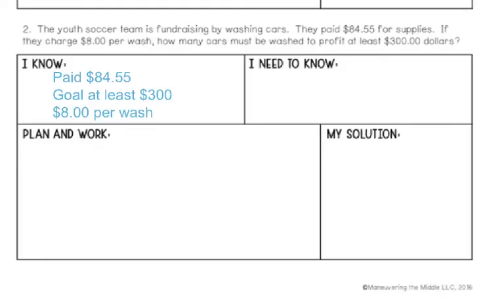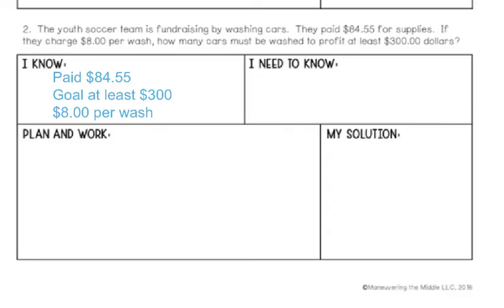Filling in the information I know, I had to pay $84.55 for my supplies no matter what. So if I wash one car, I have to pay $84.55 for my supplies. If I wash 100 cars, I've already paid $84.55 for the supplies. I also know that my goal is to earn at least $300. That means that I could earn exactly $300 and be happy.